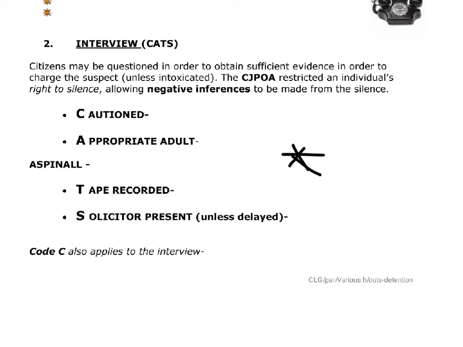And as it says there, the Criminal Justice and Public Order Act restricted an individual's right to silence. So if you are silent now, it will be taken as a negative. We will draw a negative inference from that. And what we mean is that we'll think that you're being silent because you're guilty, in that sense. So you've just got to be aware.